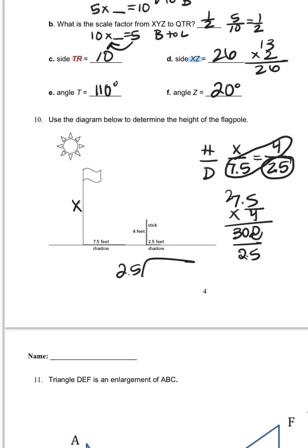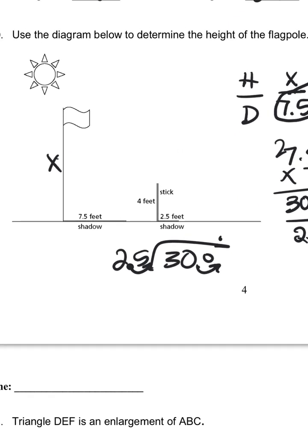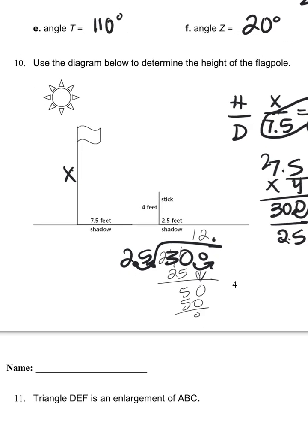2.5 goes on the outside, 30 goes on the inside. I have to move my decimal over one time, create it, and move it over here, and add in a 0. 25 can go into 30 one full time. I have to borrow and carry. 10 minus 5 is 5. Bring down my 0. 25 can go into 50 two times with nothing left over. Giving me the height of my flagpole is 12 feet tall.